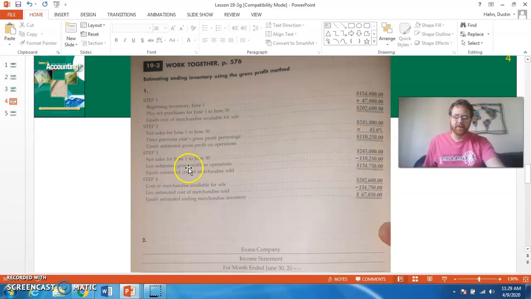Now net sales for June 1st through the 30th. Again, right there, it's that number. We reuse it. Subtract the estimated gross profit on operations, which we just found. So now bring that number down, you subtract it, and you get your $134,000. That one's fairly easy, as long as you've done it correctly so far. Step 4, the cost of merchandise sold.